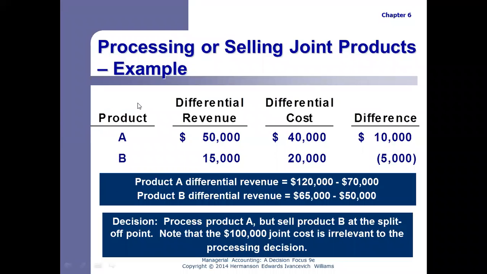Okay, so this analysis tells us that we should process product A further. That way we can make $10,000 more. And we should sell product B at the split off point, because we'd lose more money if we processed it further. So process product A further, sell B at the split off point. And that's the decision to sell or process further for joint products.